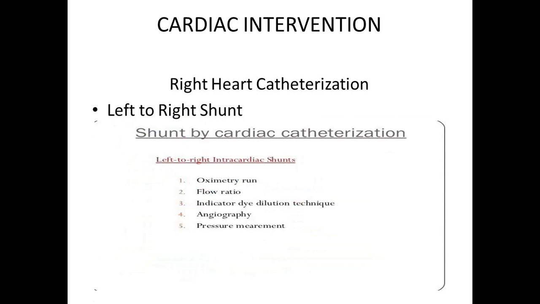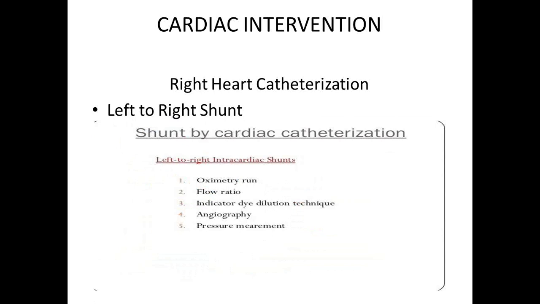Flow ratio, because if you have a left to right shunt, the magnitude of the shunt is going to affect your pulmonary flow. And if the pulmonary flow increases and is sustained, you'll get pulmonary hypertension, and that's going to affect the disease process. It's going to make the disease worse. So you need to do your flow ratios. That also helps us to determine when surgery is necessary.